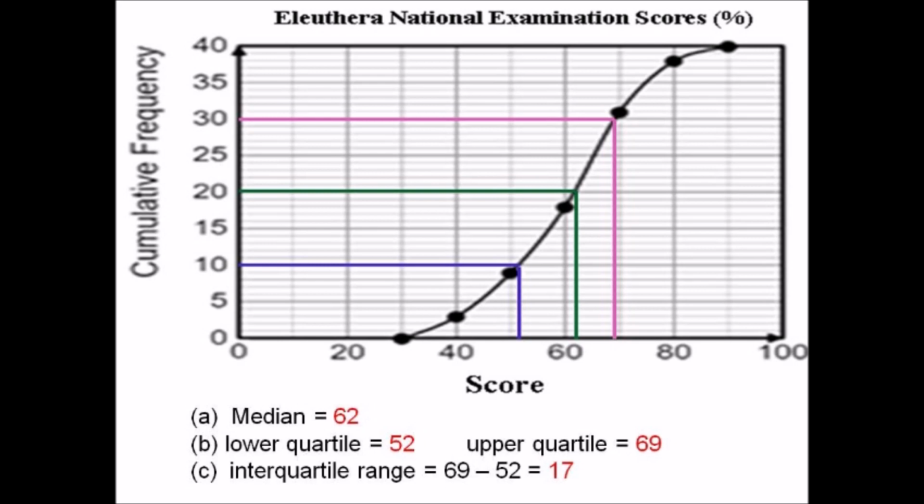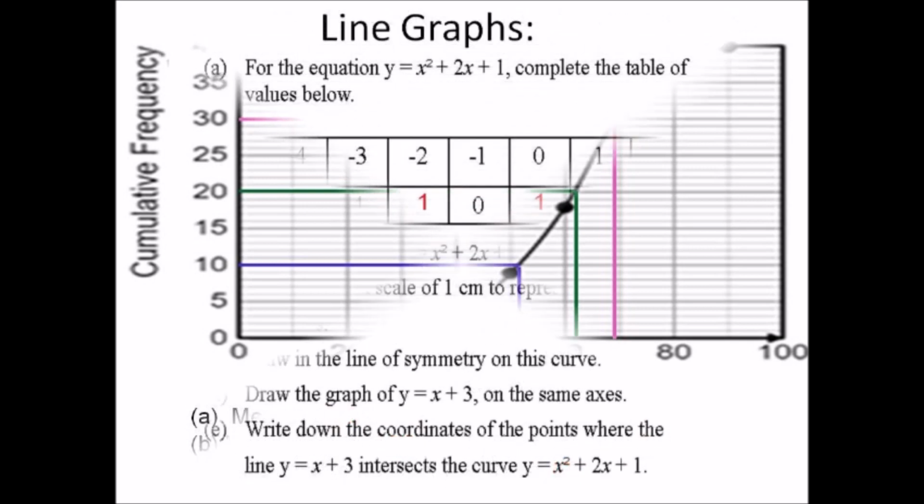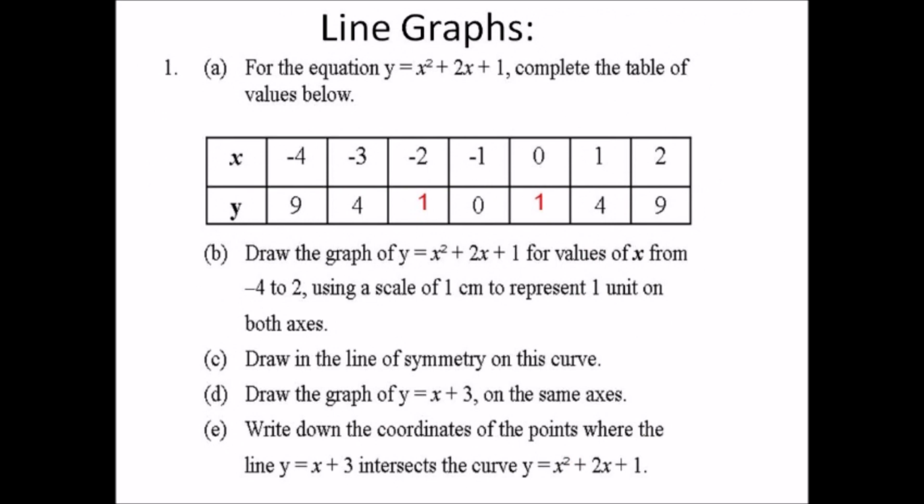Again, if you are just one off, you're okay, because you're dealing with a curve, and so it's okay to be one off. You still get full marks. The line graph, the numbers that were missing were 1 and 1 for this parabola.